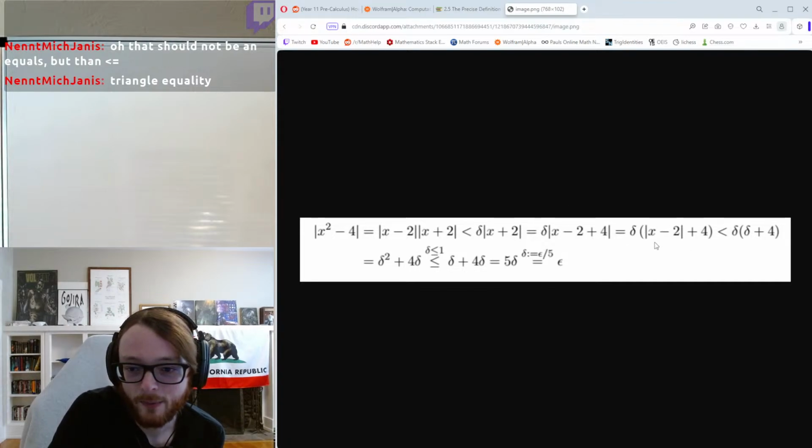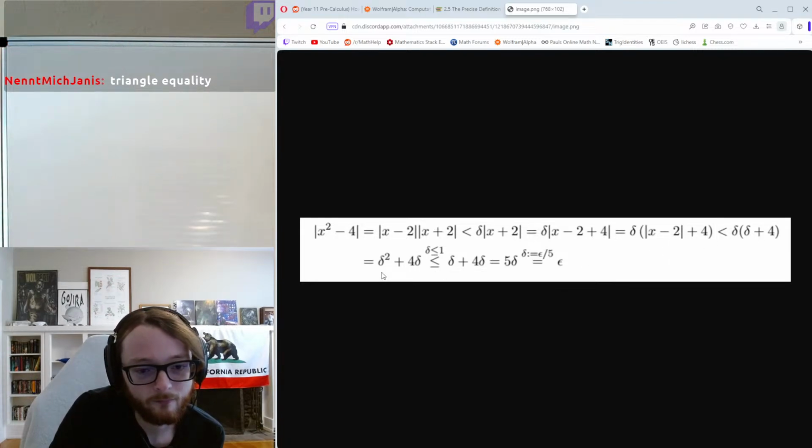And then we have another delta there, so you get delta times delta plus 4, which is delta squared plus 4 delta. And then if delta is less than or equal to 1, you can get rid of that squared. Oh, okay. And so if delta is greater than 1, or sorry, if epsilon, well, okay, you need to deal with that.